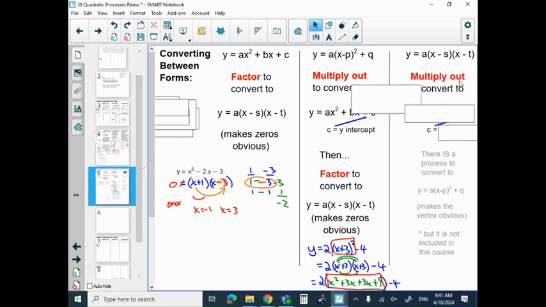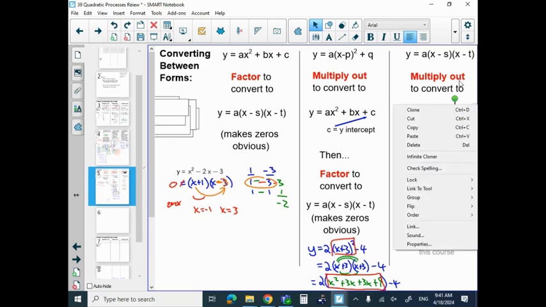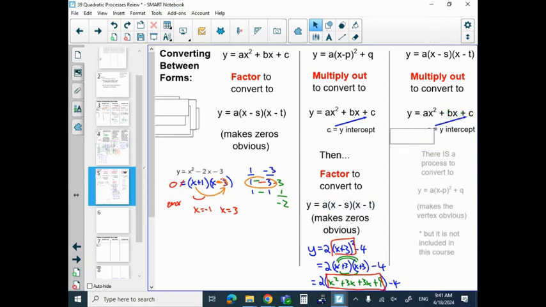In this case, obviously, we could multiply it out to convert to standard form as well. So if we did that, we'd also see the y-intercept. There is a process. It says in sort of gray there. It's back here. Right, the y-intercept would be obvious as well. There's a process for converting to vertex form. It's called completing the square. We're just not doing it in this course. That's pretty much it for quadratics for us.